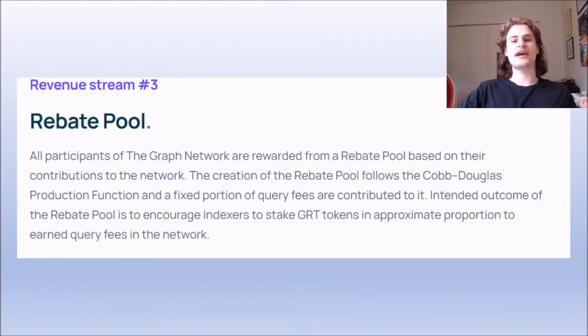Now, the last revenue stream is a rebate pool, and to be honest, I found this one quite confusing. However, what indexers will do is when you choose to start making subgraphs and indexing, you need to stake your GRT tokens. So you need to buy some GRT tokens and put them on the line, and then you'll get a bit of a rebate back from these staked GRT tokens over time.